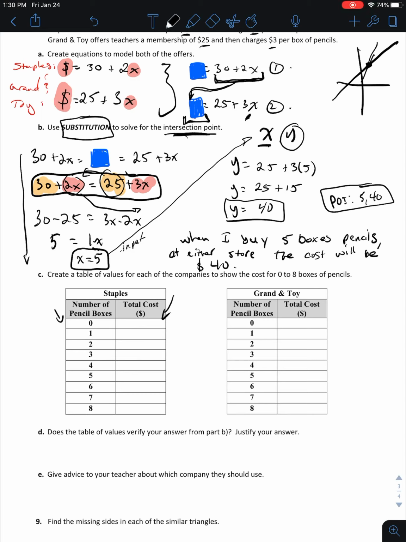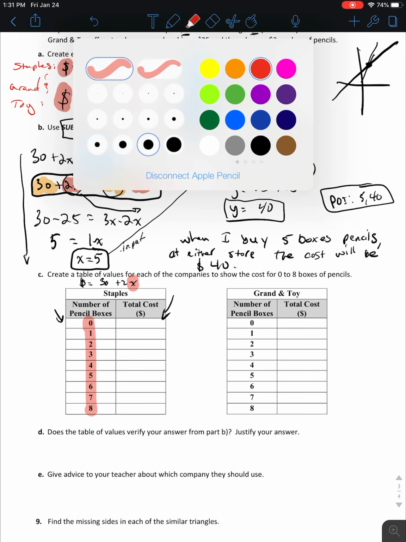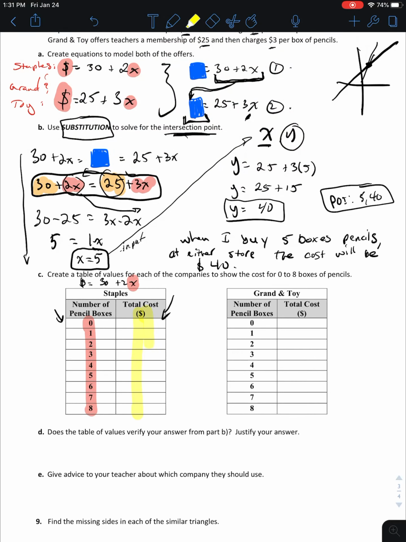So we're just going to plug in some values here. So remember, we have inputs and we get outputs over here on the other side. So total cost, right? So let's look at the Staples equation we came up with. And I'm just going to write it up top here just for reference. So dollars is equal to 30 plus 2x. Okay, so I'm going to input these values here. All of these values I'm going to input to x, and it's going to spit out outputs, right? And that's what the dollar is, okay?